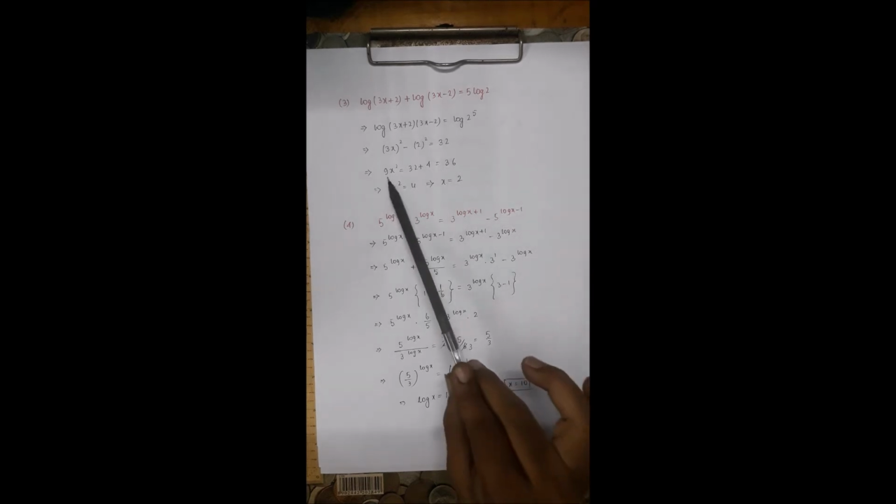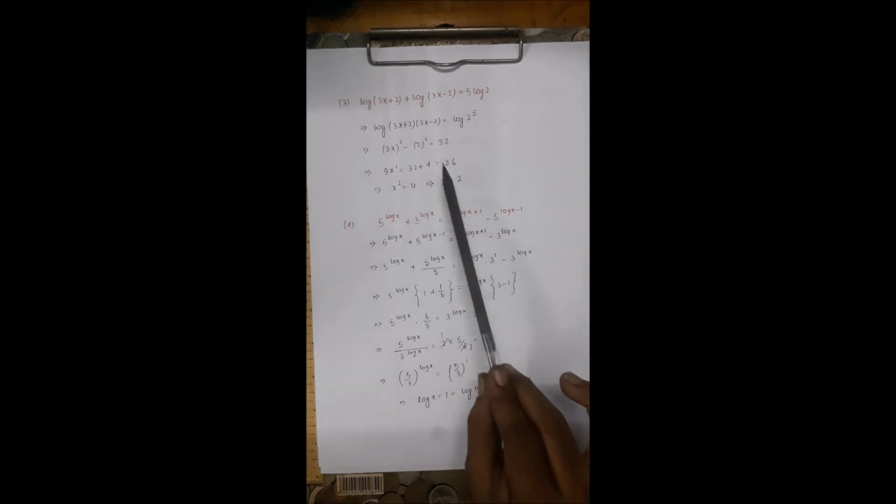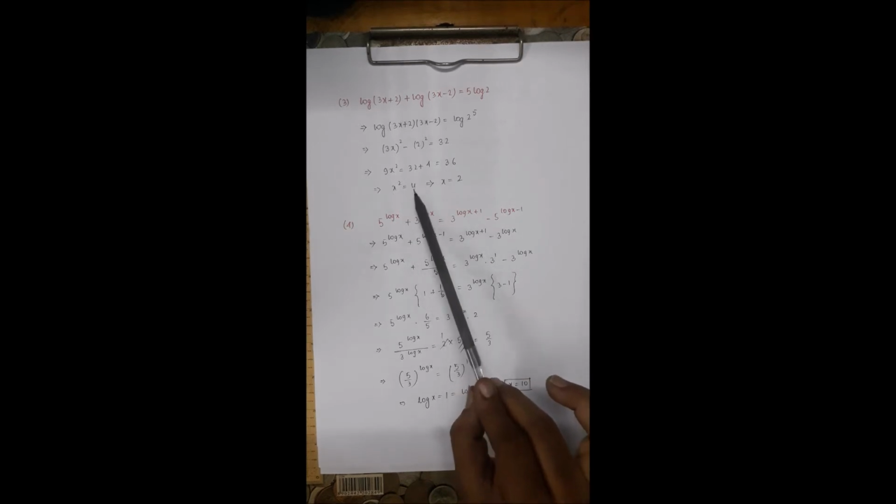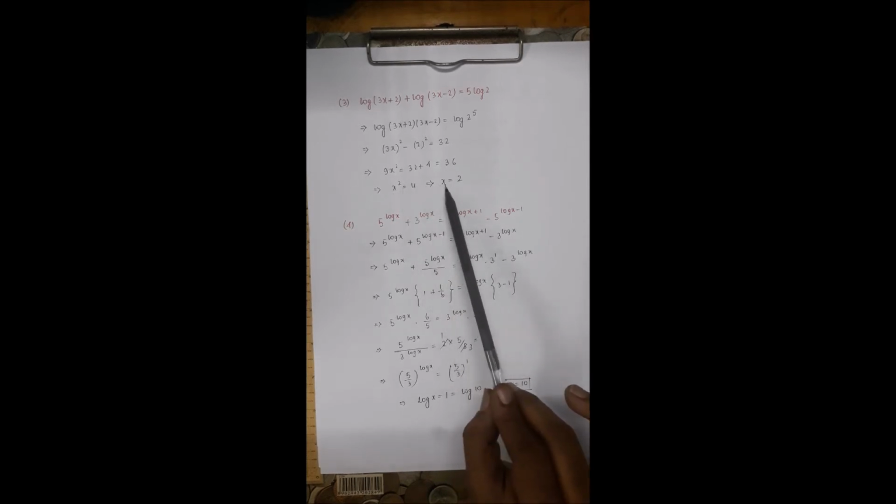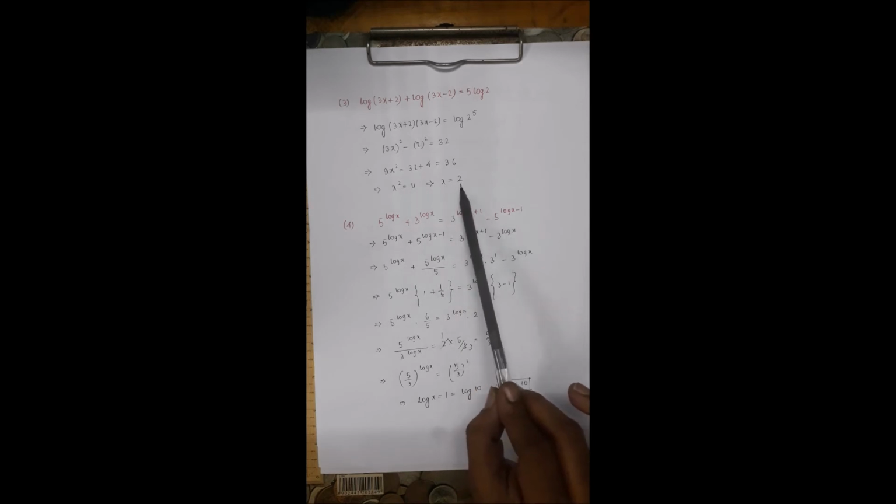So (3x) square, that is 9x square, equals 32 plus 4. 32 plus 4 equals 36. So 9x square equals 36. This means x square equals 4. If you take the square root on both sides, you will get x equals 2, avoiding the negative value.